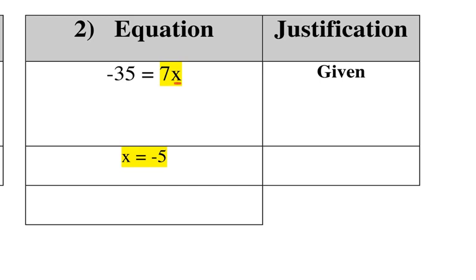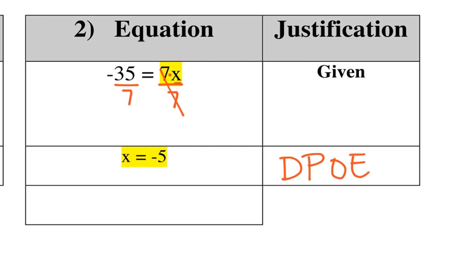If I was to solve for x, how would I get the x by itself? It says 7 times x. The opposite of multiply is to divide. So if I divide both sides by 7, then what did I just do? I just divided both sides by 7. So the reason that I get x equals negative 5 is the division property of equality.